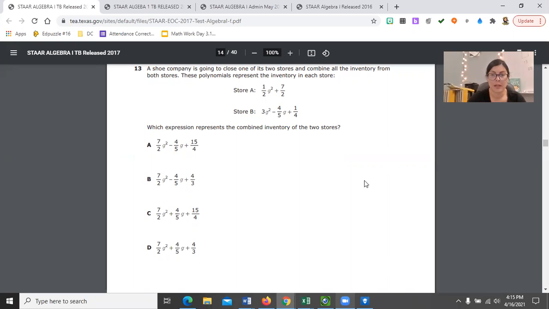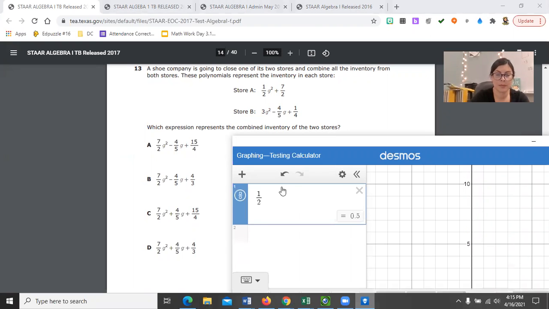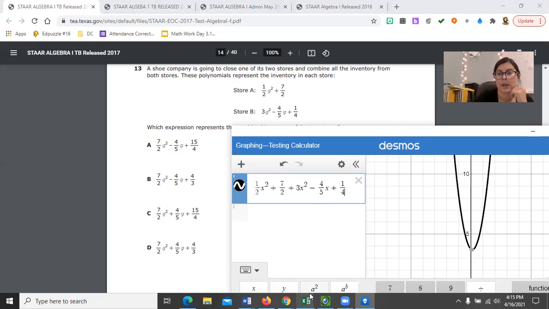If you're not sure what I meant, you're going to type in the first one, 1/2 x squared plus 7/2. Then you're going to combine, which means add. You're going to add the other one, 3x squared minus 4/5 x plus 1/4. Okay, so there's the original, and then you're going to type in the other ones.